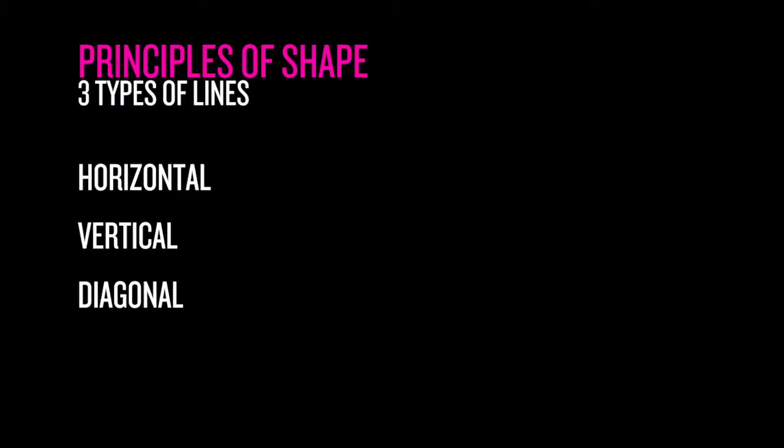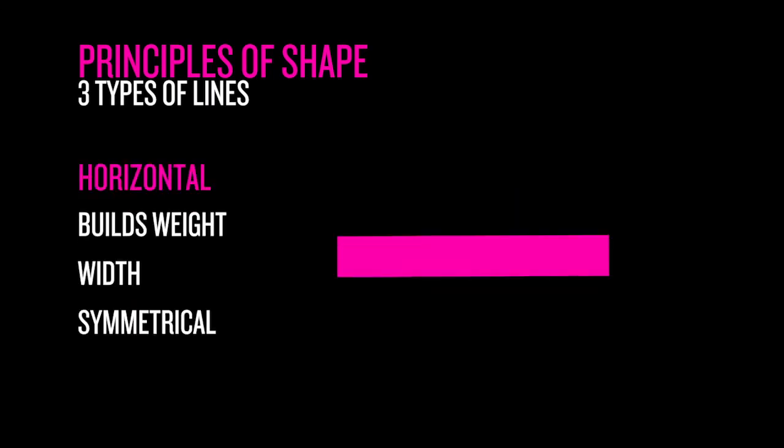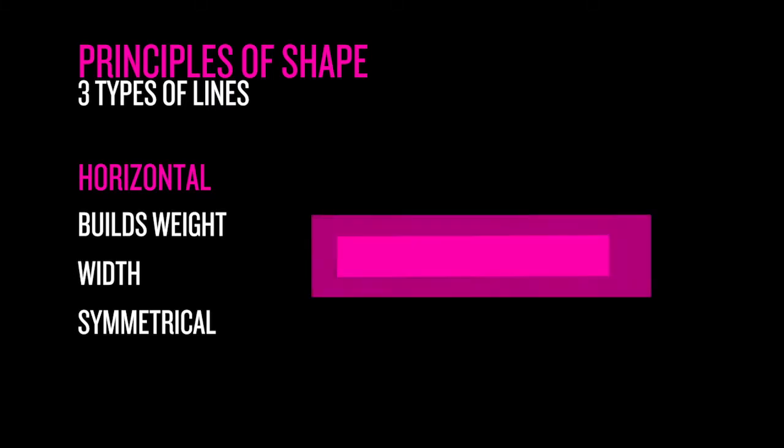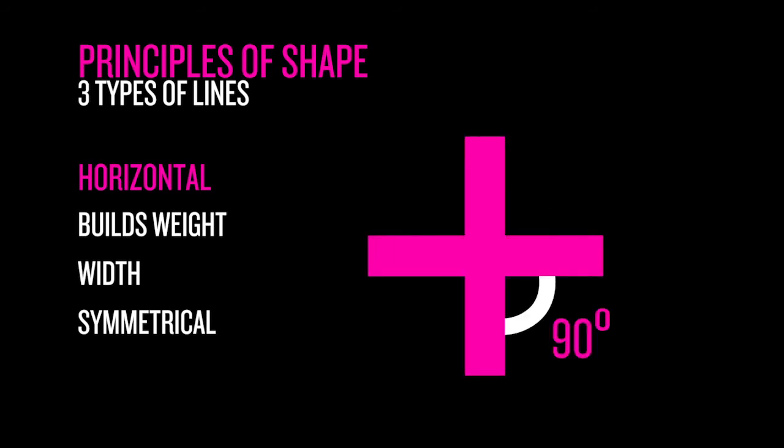The three types of lines are horizontal, vertical, and diagonal. A horizontal line will build weight into a shape and create a sense of width. Horizontal shapes in hair design are symmetrical. By symmetrical, we mean that if we measured distances horizontally within the shape, they'd be the same. Horizontal lines form a 90-degree angle to vertical lines.